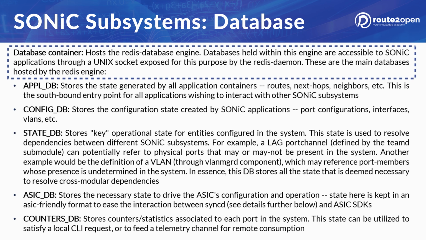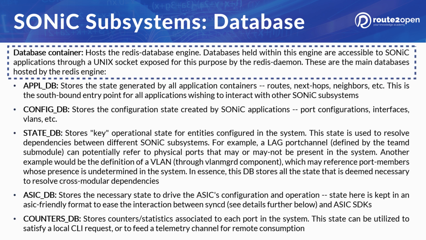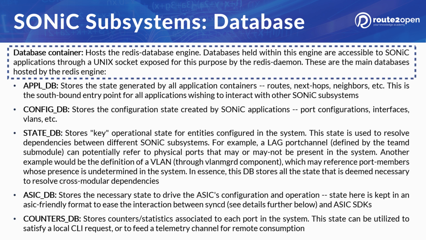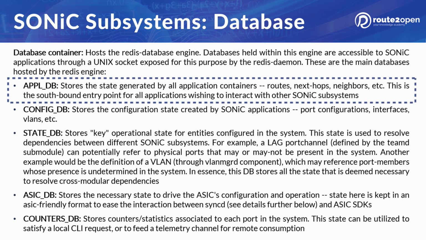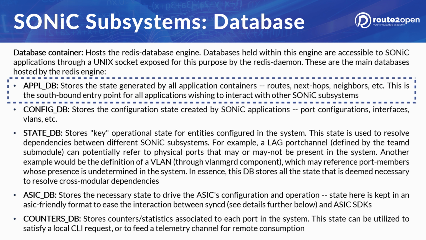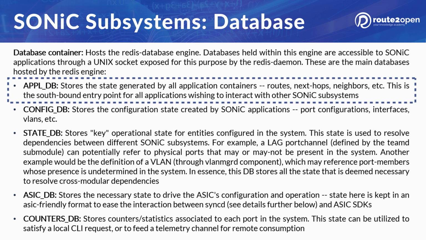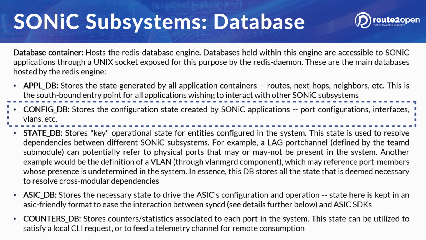The database container hosts the Redis database engine. Databases held within this engine are accessible to SONiC applications through a Unix socket exposed for this purpose by the Redis daemon. These are the main databases hosted by the Redis engine. AppDB stores the state generated by all application containers: routes, next hops, neighbors, etc. This is the southbound entry point for all applications wishing to interact with other SONiC subsystems.